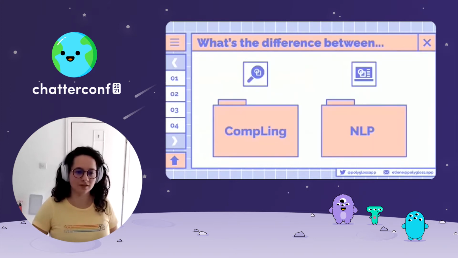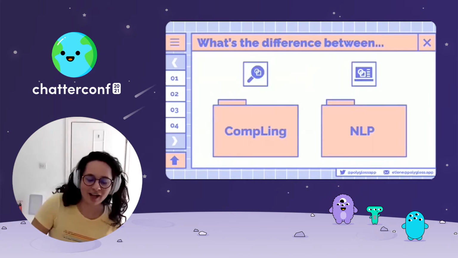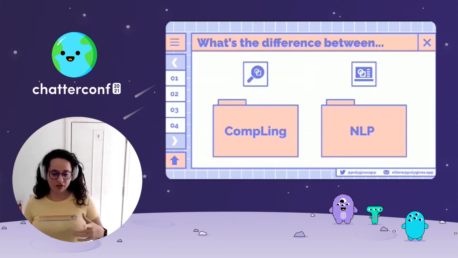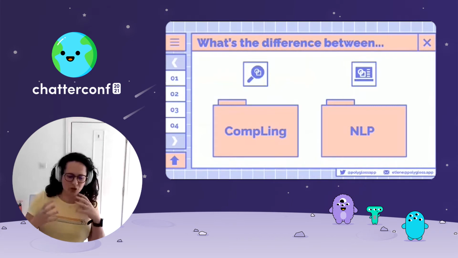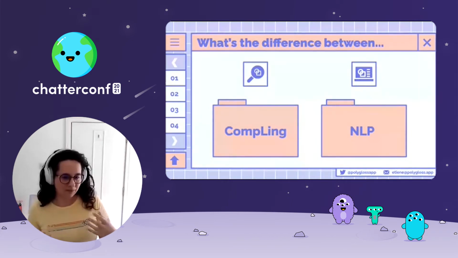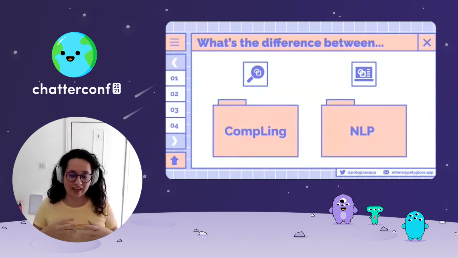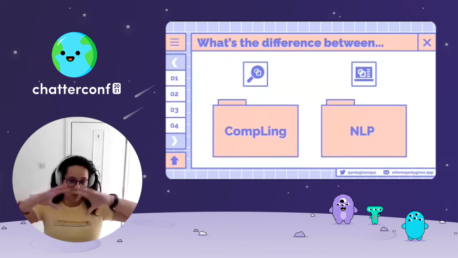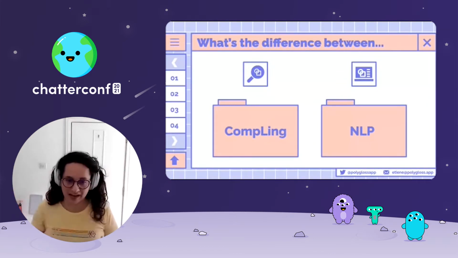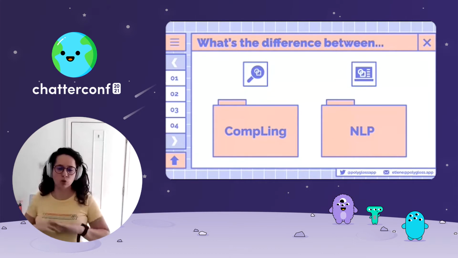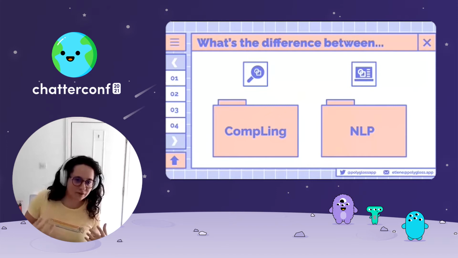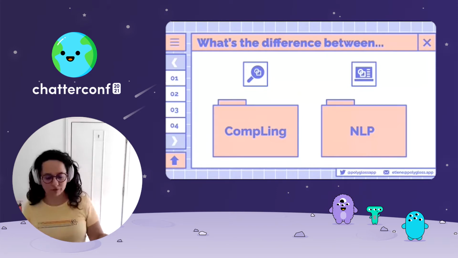My slide got stuck. Okay, so before we continue, I just really want to explain a little bit about the difference between computational linguistics and NLP, because this is something that you are going to see around in the wild as soon as you start diving into the subject. And I just want to avoid confusion, like what is the difference? And the reality is that there's basically no difference, right?